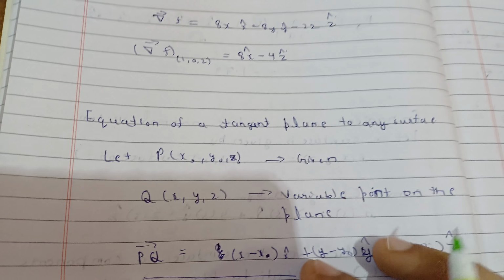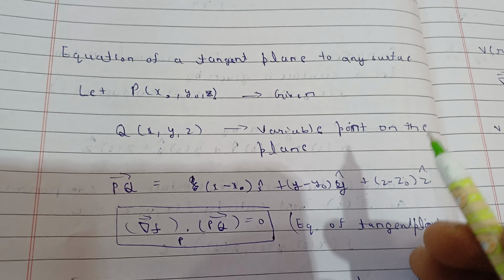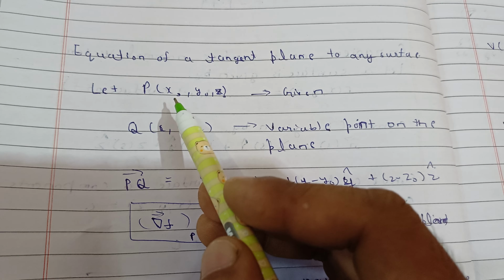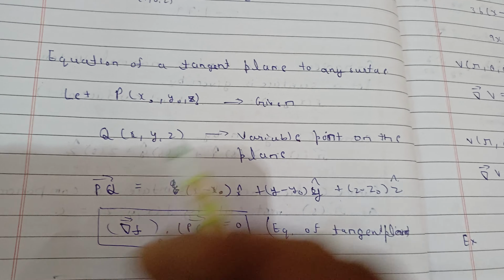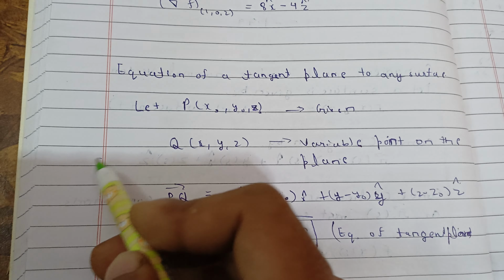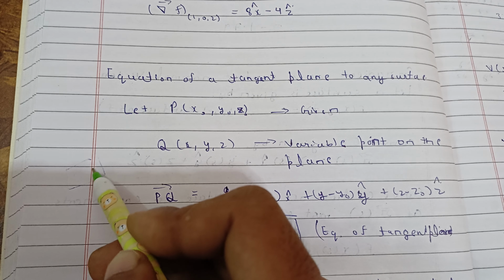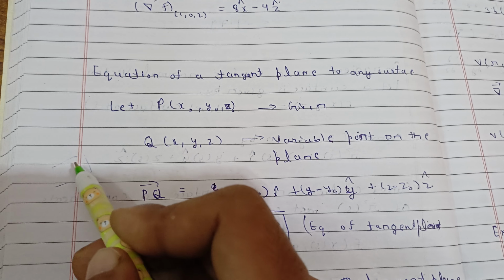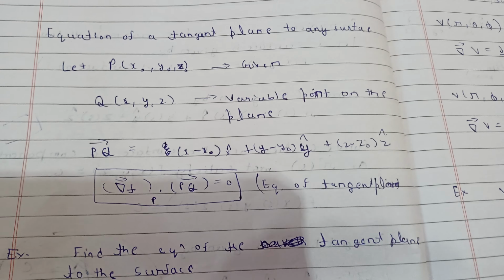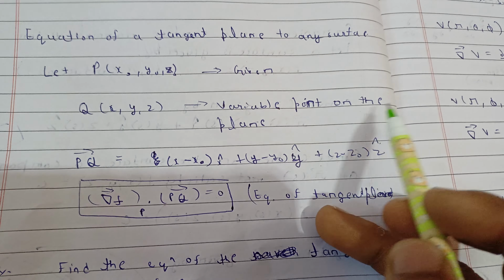Now see, for the equation of a tangent plane to any surface, let the point P be given, with coordinates x0, y0, z0. We need to find the plane passing through this point. Let's say there is any other point Q, (x, y, z), a variable point on the plane. This Q should satisfy the plane's equation, so its coordinates are the variables x, y, z.